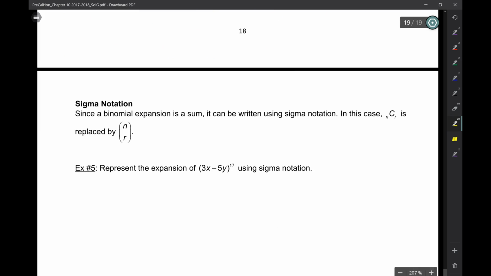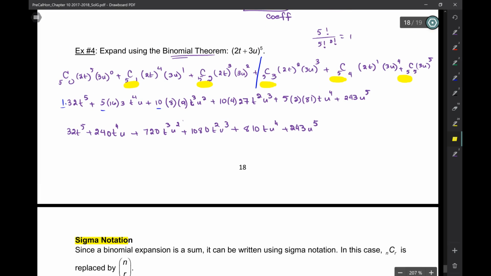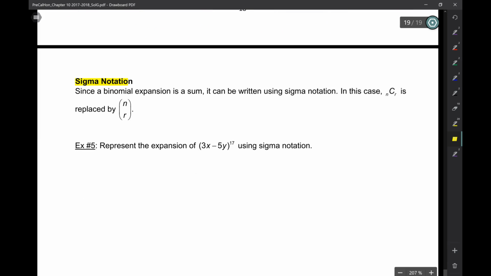In fact, it goes so well hand in hand with series that we could write the whole thing in sigma notation, okay? So I could either say, you know, a plus b, whatever, 2t plus 3u to the 5, or I could write the whole thing in sigma notation and use it as a series. Why not? The difference is, when you're using sigma notation, the world of series has its own notation, and we use this notation. So basically it's the same thing.